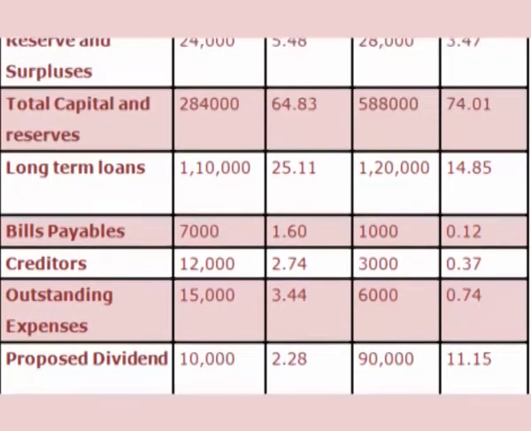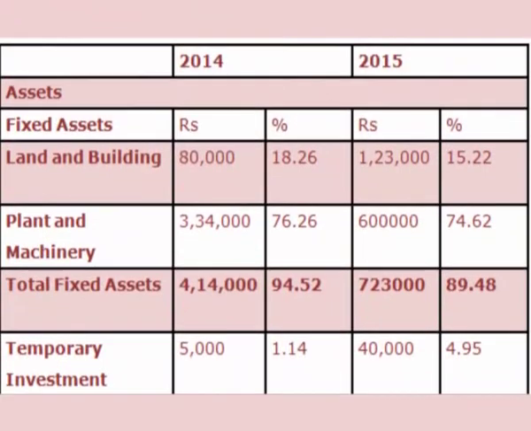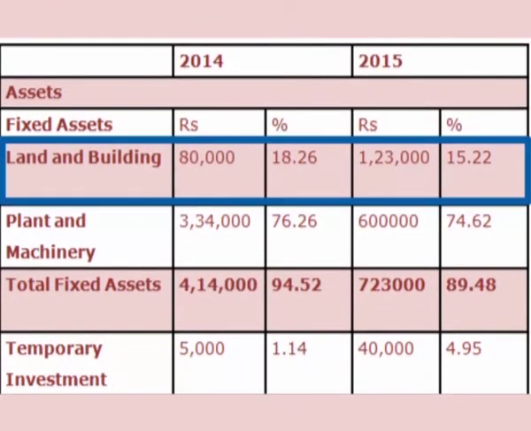Now, when I go back and calculate the percentage contribution of land and building to the total assets of the company, for the year 2014, the contribution of land and building as a total asset of the company is 18.26%. Likewise, the same contribution for the year 2015 is 15.22%. So, what does this reveal?